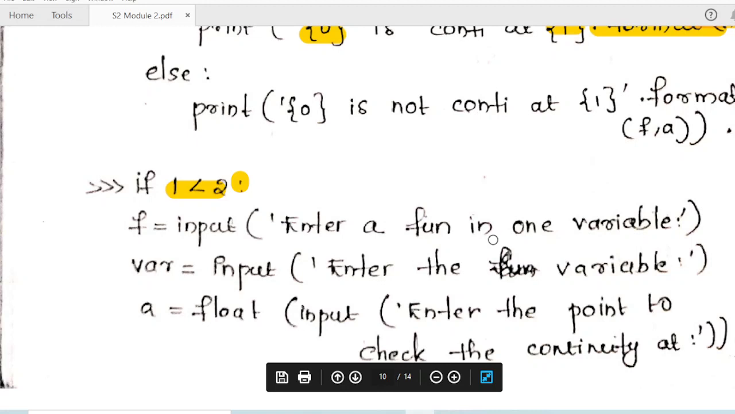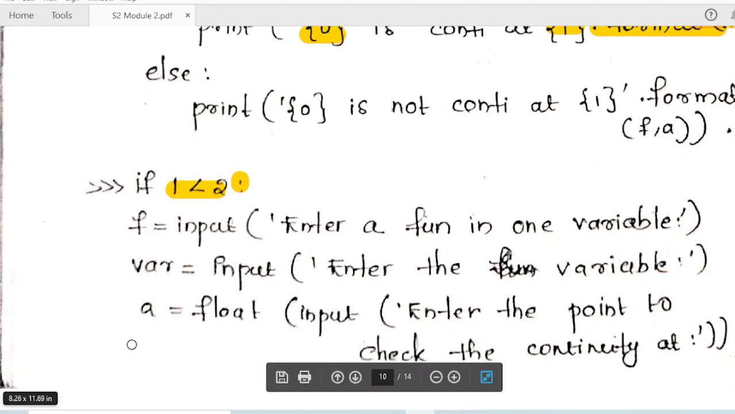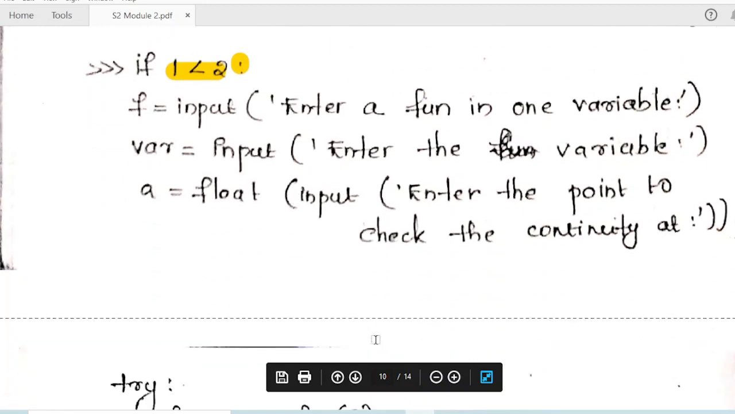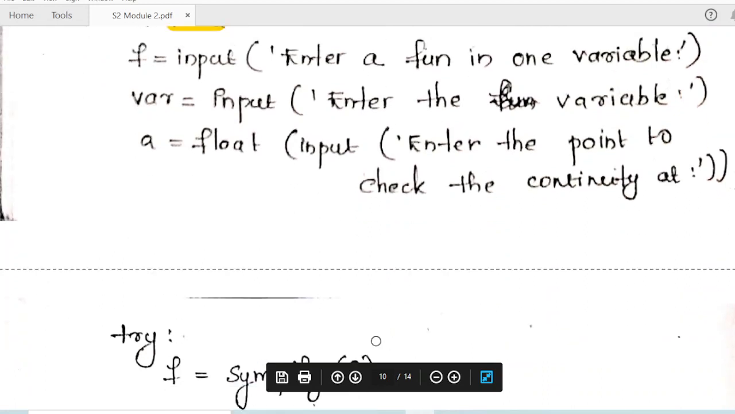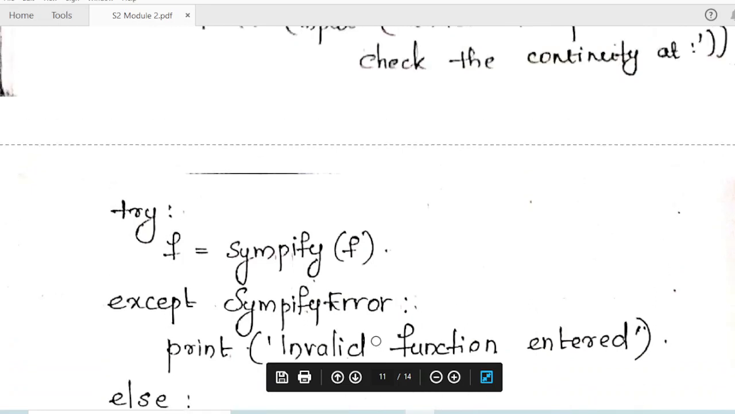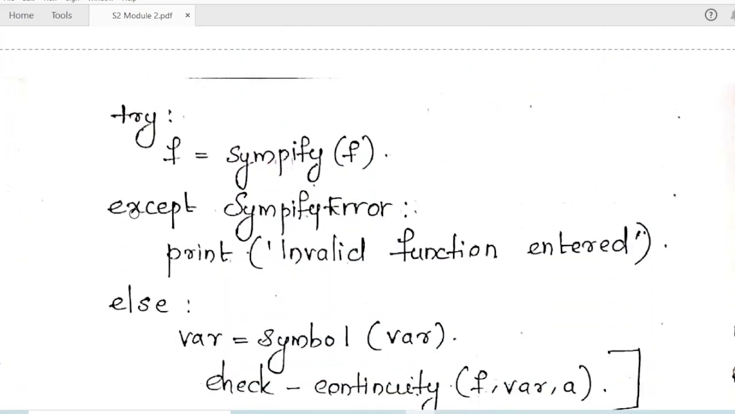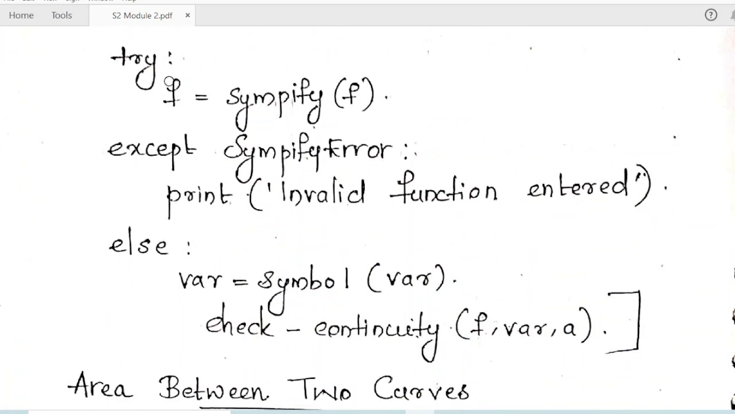f is equal to input, 'enter a function in one variable'. var equal to input, 'enter the variable'. a is equal to float function, input, 'enter the point to check the continuity at'. Now we are going to use the try except block. Remember that we have begun with the if statement, and this is what we require. Then we are going to apply the try except block: try colon, f is equal to simplify f.